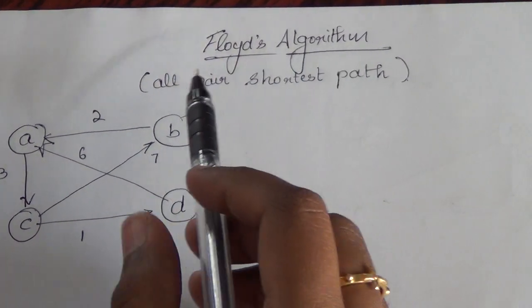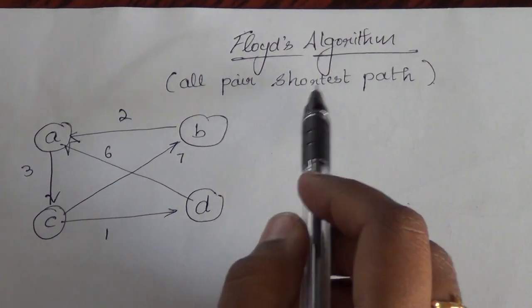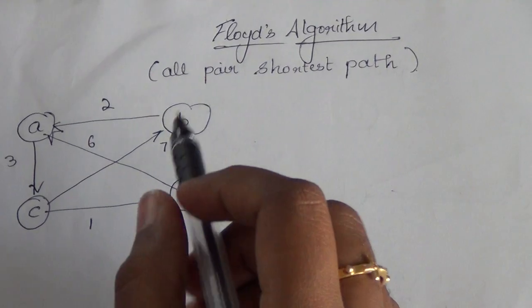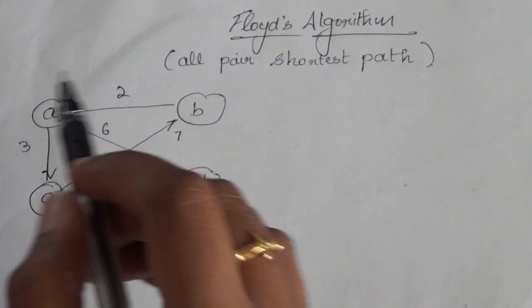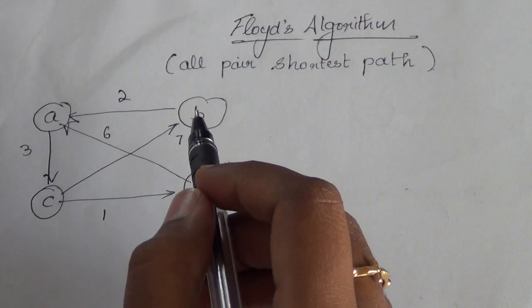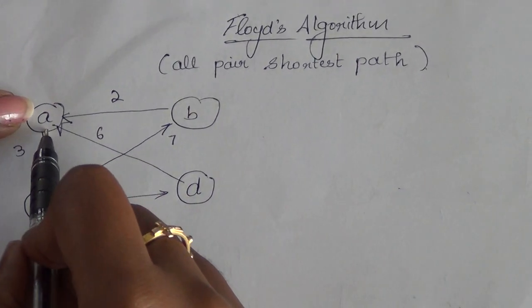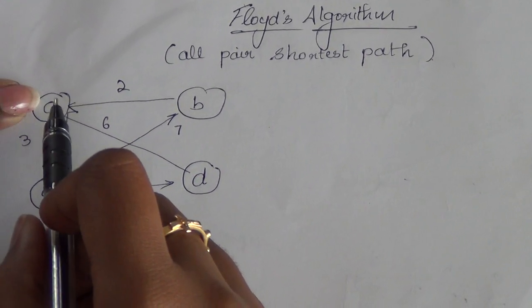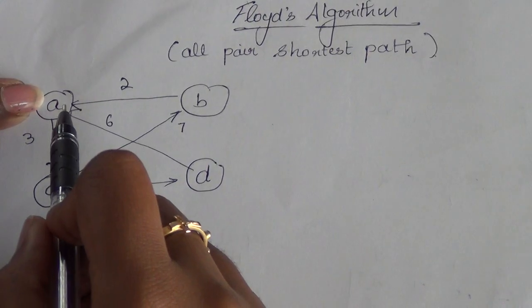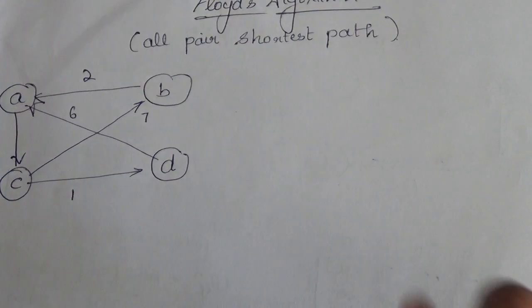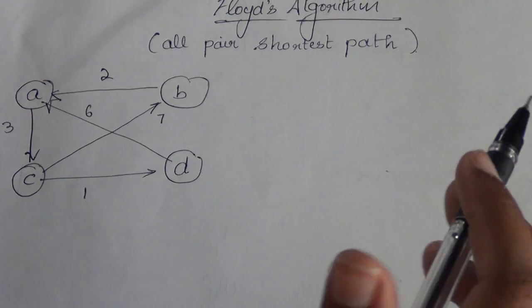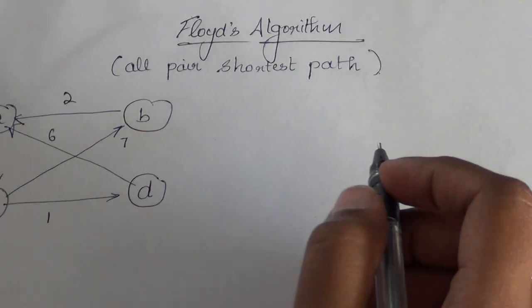Floyd's algorithm is also known as the all-pair shortest path algorithm because it is used to find the shortest path from a given node to all the other nodes in the network. Suppose A is the source node, it is used to find the shortest path from A to all the other nodes such as B, C and D. So for finding the shortest path, let's go with the algorithm.